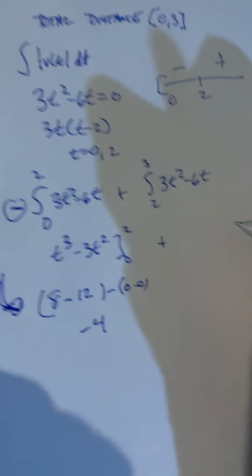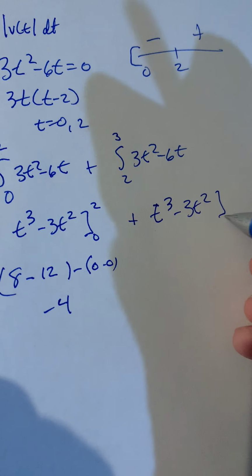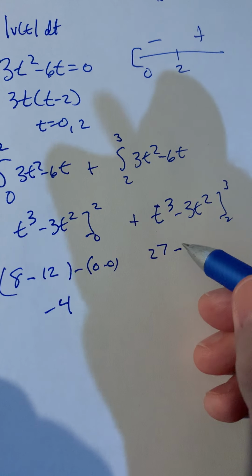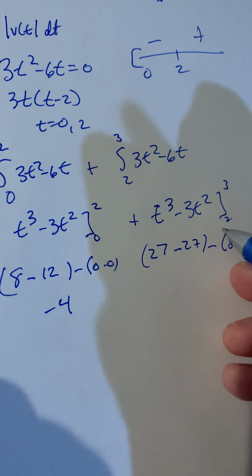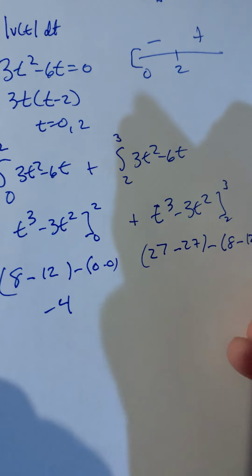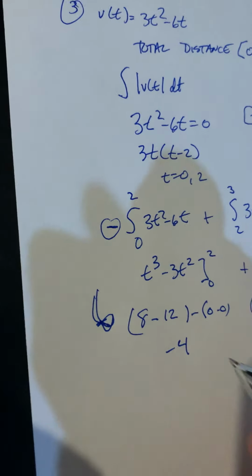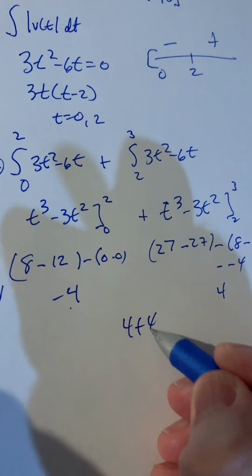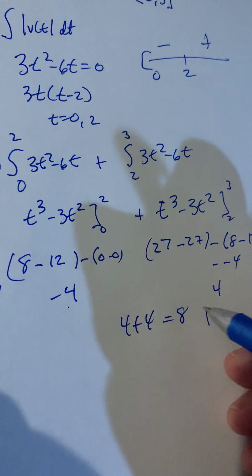And then over here, I'm going to integrate that t cubed minus 3t squared from 2 to 3. And I'm going to get 27 minus 3 squared is 9, 27. Minus, plug in the 2, 8 minus 2 squared is 4, 8 minus 12, so that's negative 4, so it's 4. So now, if I take this negative and put it back in, that's going to become positive 4. So I'm going to wind up with 4 plus 4 equals 8. That's the total distance traveled, and that is answer D.